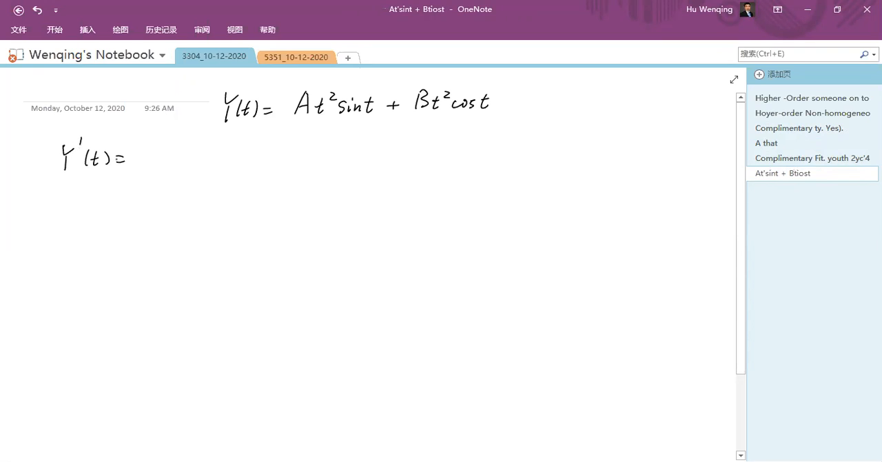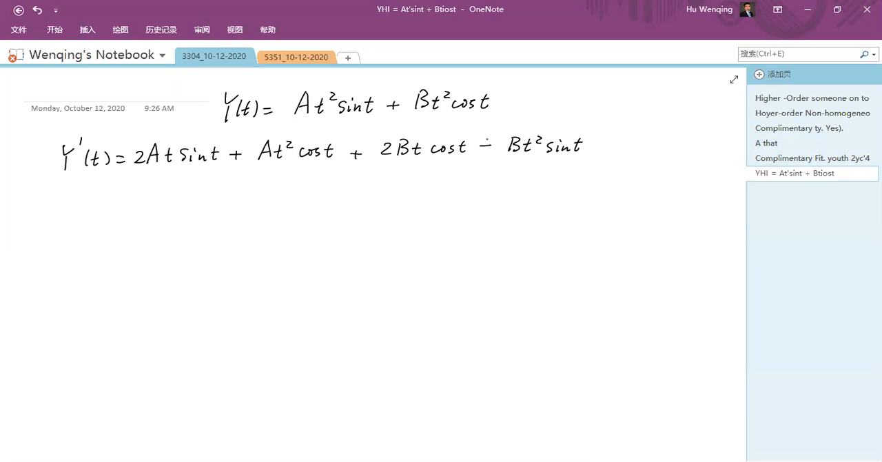In order to take the derivative, you have to again use the product rule. Therefore, it is a t squared, whose derivative is 2at sine t, plus a t squared times the derivative of sine t, which is cosine t, and then plus bt squared, whose derivative is 2bt cosine t, plus bt squared times the derivative of cosine t, which is sine t, but there should be a minus sign in front of the sine t. That's y prime.